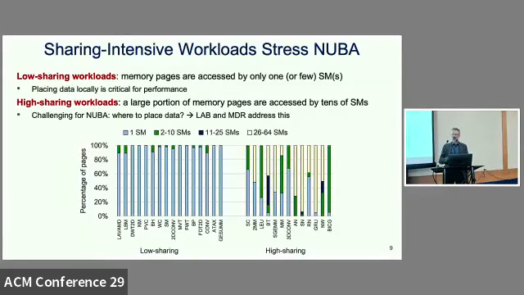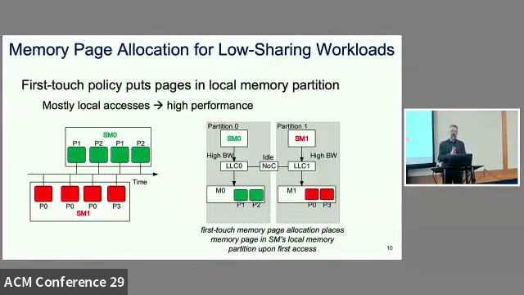It becomes more challenging for high-sharing workloads, when a large portion of memory pages is accessed by tens of SMs. These are challenging workloads for this NUBA architecture, and the real question is where to place this data. That's really where our LAB and MDR come in, and that's actually the meat of this paper. So let's first focus on memory page placement, and then I will talk more about data replication to address the sharing. Let's first focus on the simple case.